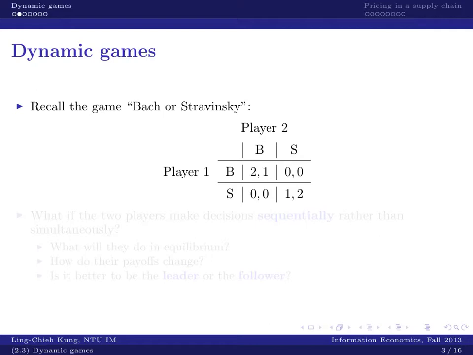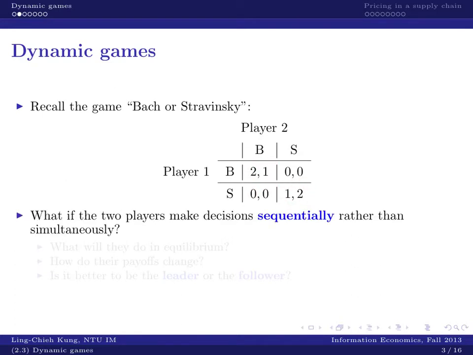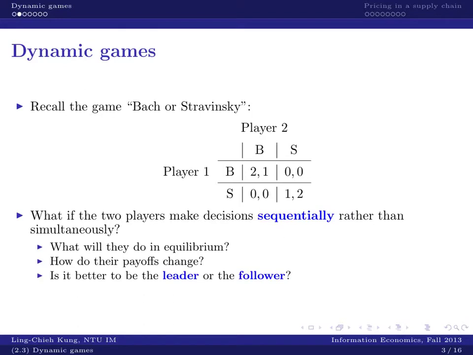Okay, so we all know this Bach or Stravinsky game in which player 1 has two options, player 2 has two options, and last time we said when this game is played simultaneously, there are two possible Nash equilibria. So the question now is, what if these two players make decisions sequentially instead of simultaneously? What if one guy makes a decision first and then the other guy makes the decision? We want to know what they will do in equilibrium.